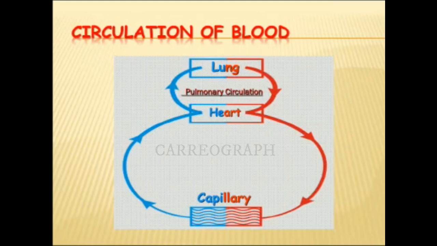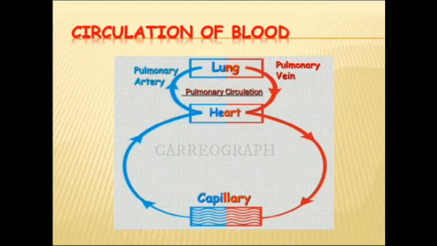When the heart pumps, the blood is carried through the pulmonary artery and it goes into the lungs. The pulmonary artery carries deoxygenated blood into the lungs, where an exchange takes place: the blood takes the oxygen from the lungs and is converted into oxygenated blood, and this oxygenated blood is carried through the pulmonary vein again into the heart. So this circulation is called pulmonary circulation.